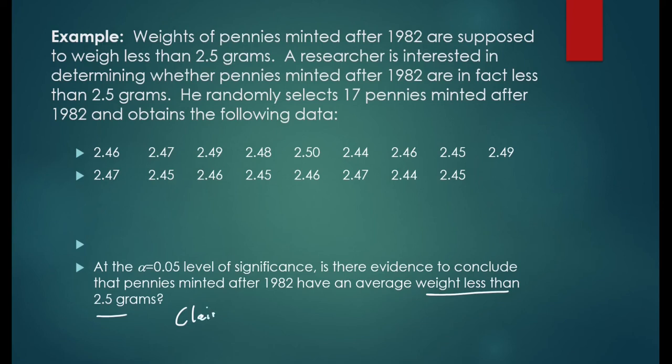The claim is the mean is less than 2.5. So the complement to this is the opposite. The mean is greater than or equal to 2.5. Now we can decide in step 1 which one's the null hypothesis and the alternative hypothesis. Remember, the null hypothesis is always the one with the equal sign.